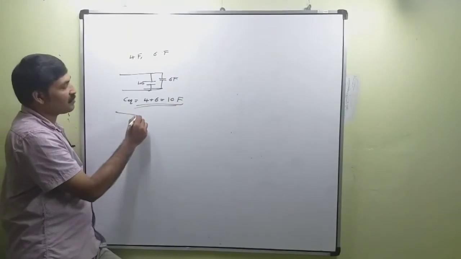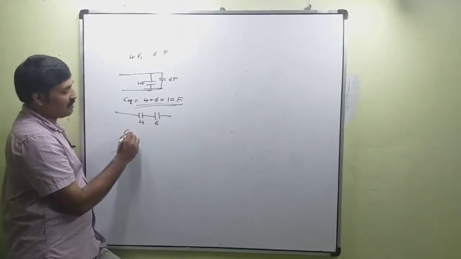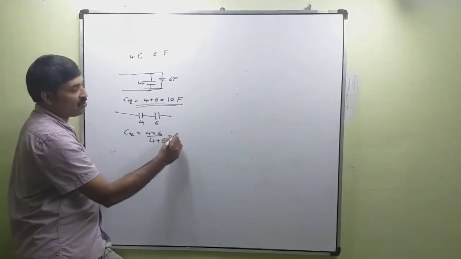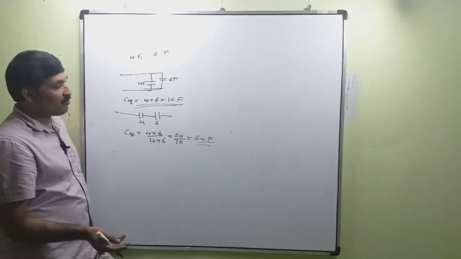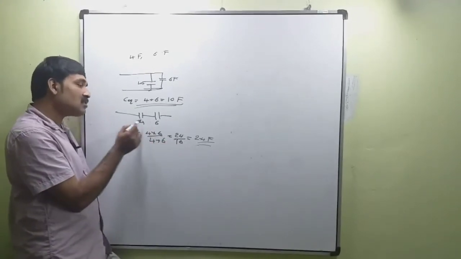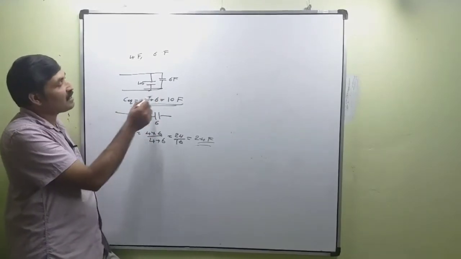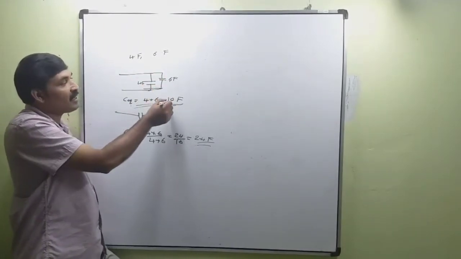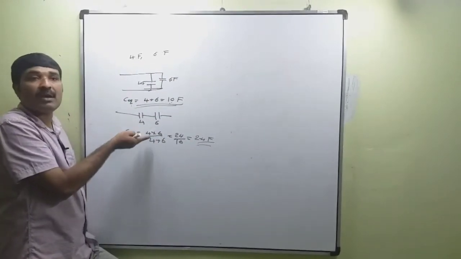And suppose this is connected in series, then equivalent capacitance is equal to 4 into 6 divided by 4 plus 6, that is equal to 24 divided by 10 is equal to 2.4 farad. So the equivalent value of the capacitance is lower than the smallest value of the capacitance. When connected in parallel, the equivalent capacitance is larger than the largest value. Largest value here is 6. The equivalent capacitance is greater than 6. Here, the equivalent capacitance is less than the smallest value, that is 4.